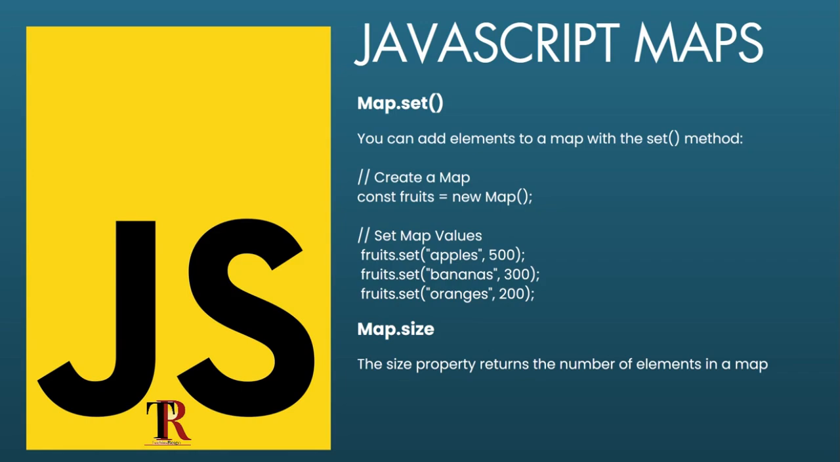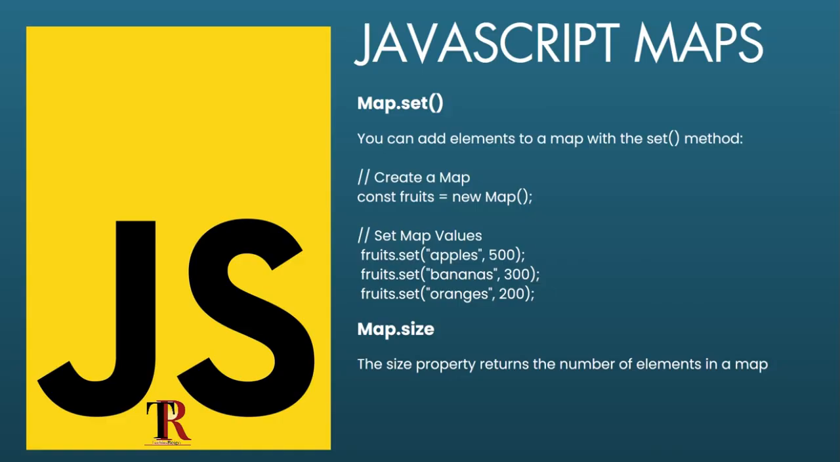So, in this lesson, we'll be talking about the map size property. Sorry, the map size is a property, not a method. There's a difference between a property and a method. It's a property, rather, that returns the number of elements in a map.